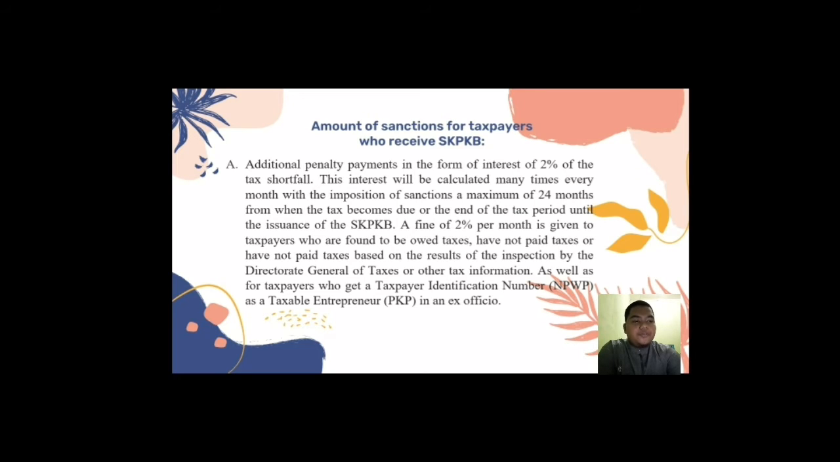A fine of 2% per month is given to taxpayers who are found to be owing tax, have not paid tax, or have underpaid tax based on the result of the inspection by the Directorate General of Tax or other tax information, as well as for taxpayers who get a taxpayer identification number or NPWP as a taxable entrepreneur or PKP ex officio.